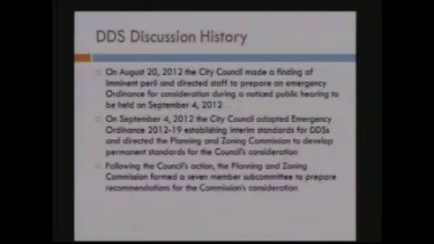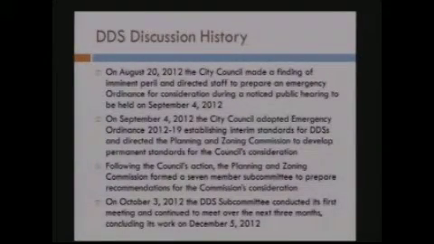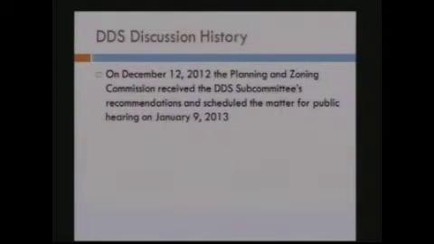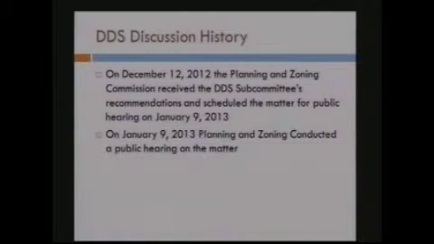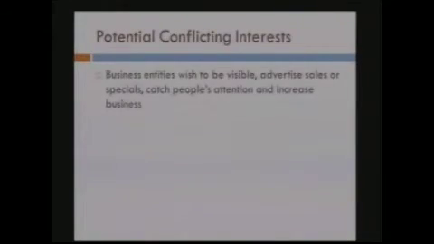Following the Council's action, the Planning and Zoning Commission formed a 7-member subcommittee to prepare a recommendation for the Commission's consideration. On October 3rd of last year, that subcommittee conducted its first meeting and continued to meet almost weekly for the next 3 months, concluding its work on December 5th of last year. On December 12th, the Planning and Zoning Commission received the subcommittee's recommendations and directed staff to schedule an ordinance that reflected those recommendations for consideration during a public hearing on January 9th of this year. The Commission conducted that hearing and made its recommendation to the Council that we'll discuss shortly, which leads us here to this evening.